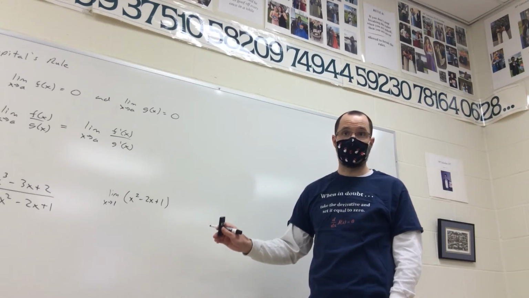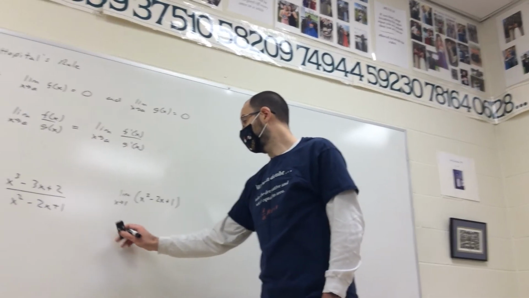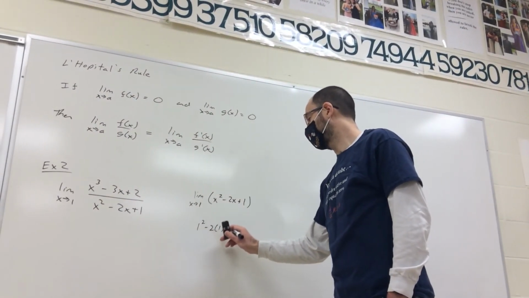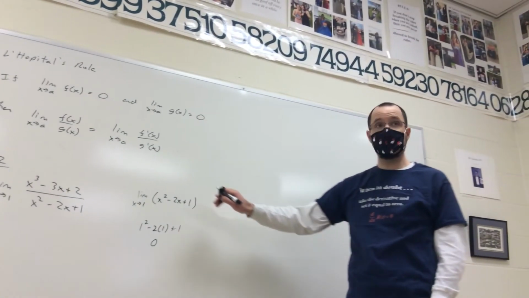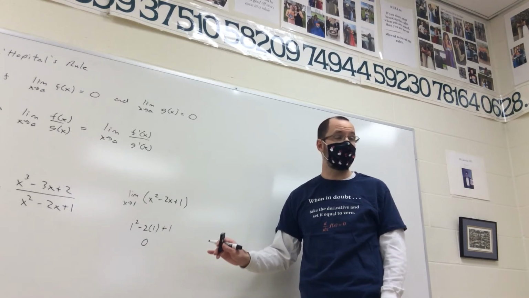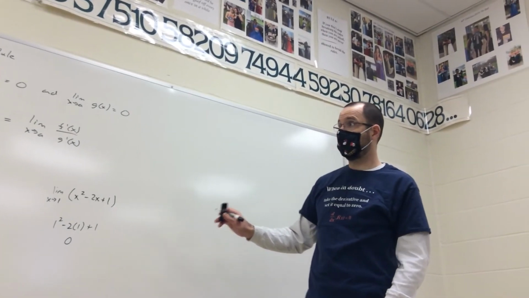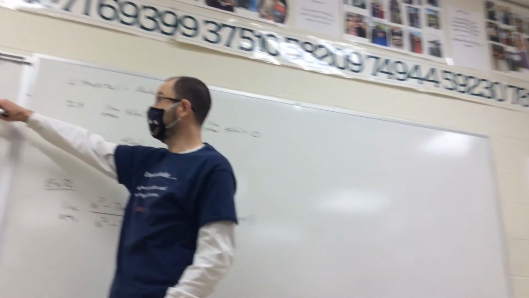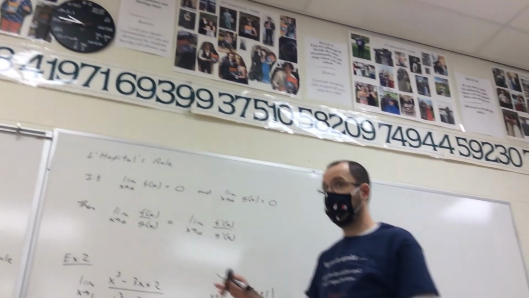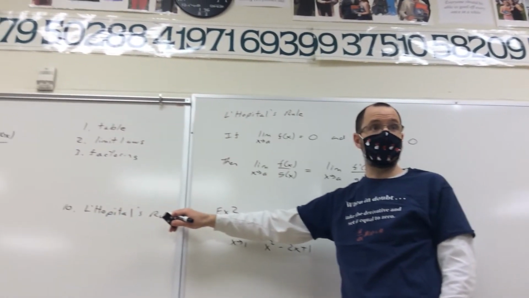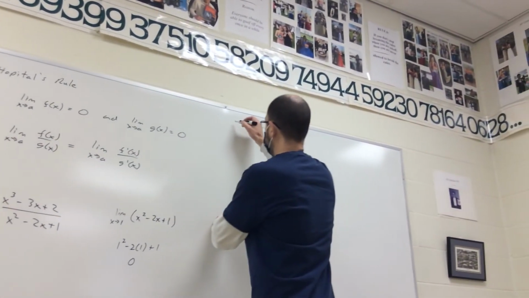And you could do a bunch of limit laws, right? And it would end up being 1 squared minus 2 times 1 plus 1. So the limit of just the bottom comes out to 0. That means we now know that we couldn't do this method, right? Hopefully we can do this method, but that'll only occur if the limit of the top also comes out to 0. So we're going to take the limit of the top.